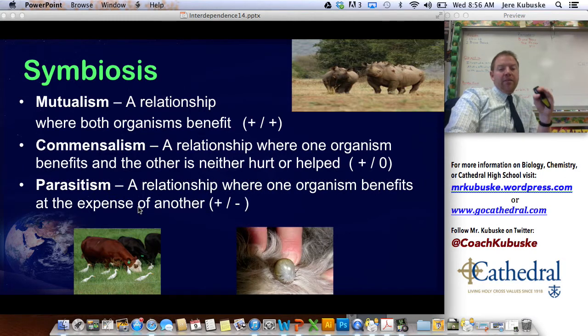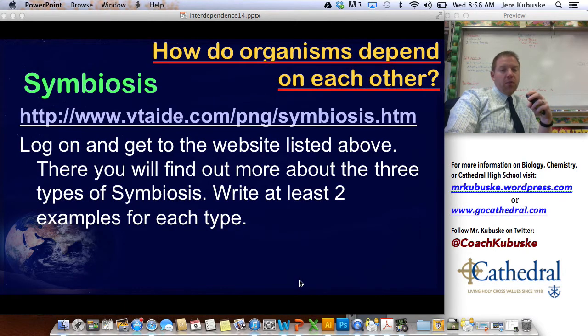And then the last type of symbiotic relationship is called parasitism. That's a relationship where one benefits, the other is harmed. That's where the term parasite comes from. A good example would be ticks, leeches, etc. So, I would like you to use this website to find a couple more examples besides the one that I gave you. It's always good to find different examples because it's going to help you remember when we talk more about these later on in the unit.